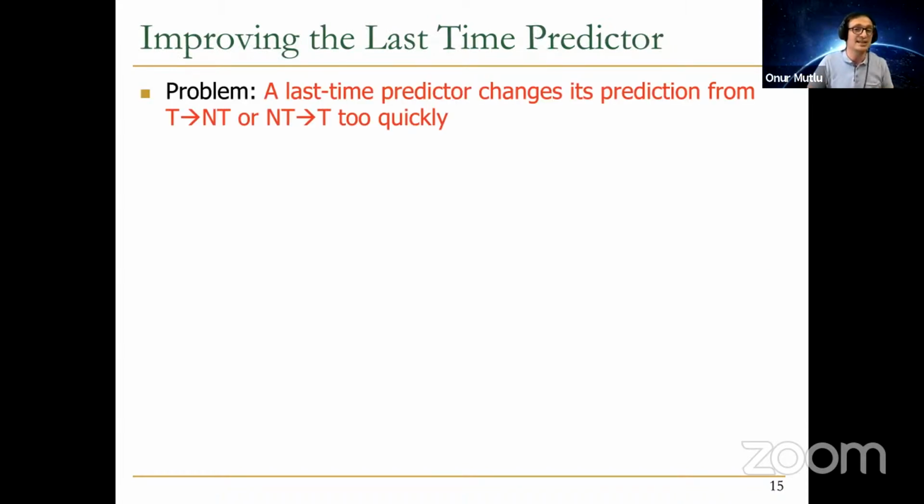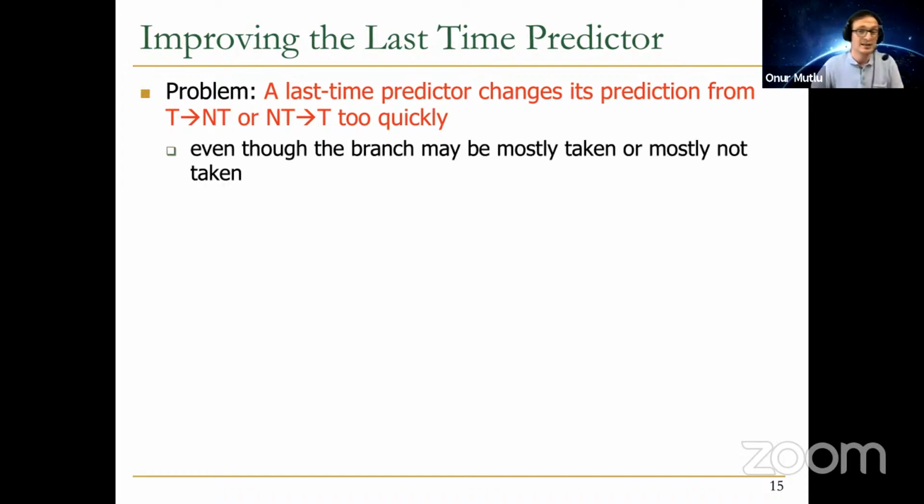Basically, the problem, as I said, is a last time predictor changes prediction from taken to not taken, or not taken to taken, too quickly. Whenever it sees an opposing outcome, opposing piece of evidence, it changes its mind. But maybe we should wait until we see more evidence as to whether we should change our mind for prediction.